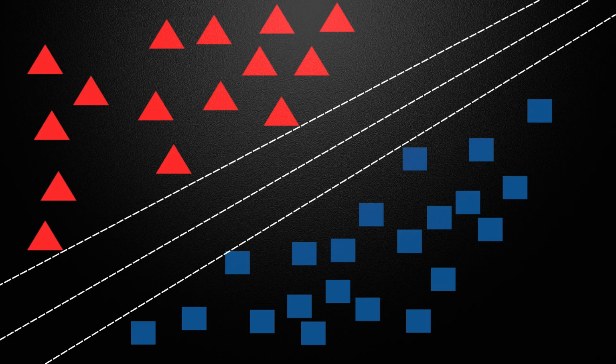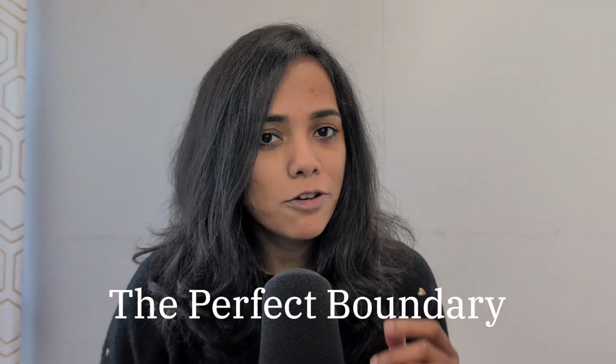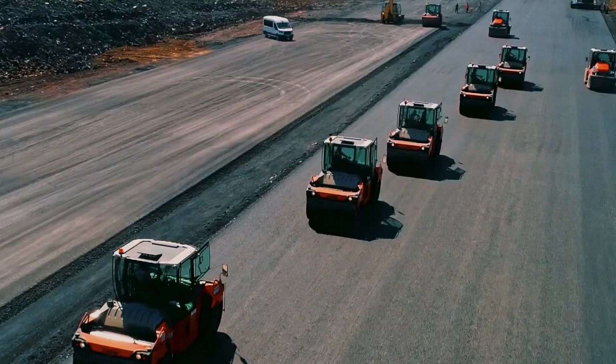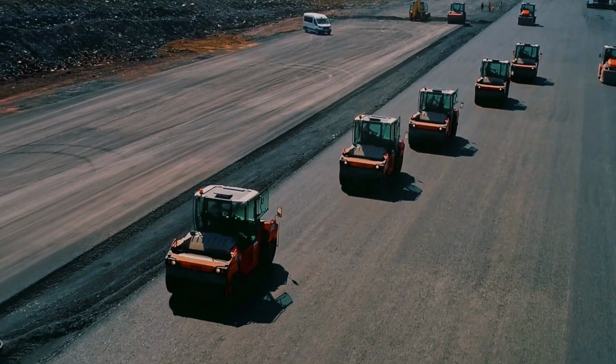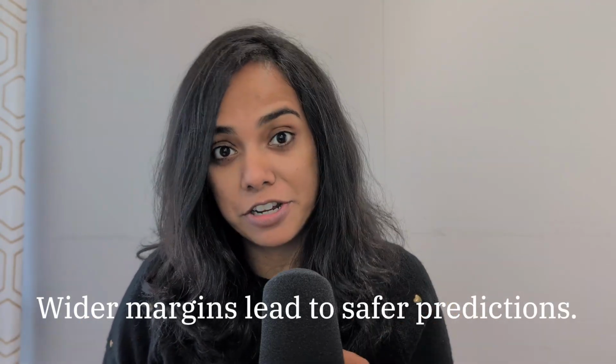But if you had to bet your life on one of them to predict a future data point, which one would you pick? You'd probably pick the one in the middle, the one that keeps the safest distance from both groups. The SVM algorithm doesn't just find a boundary, it finds the perfect boundary. Think of SVM not as a line but a street, where the goal of SVM is to make the street as wide as possible. In machine learning terms, we call the width of the street the margin. The wider the margin, the safer our predictions are.